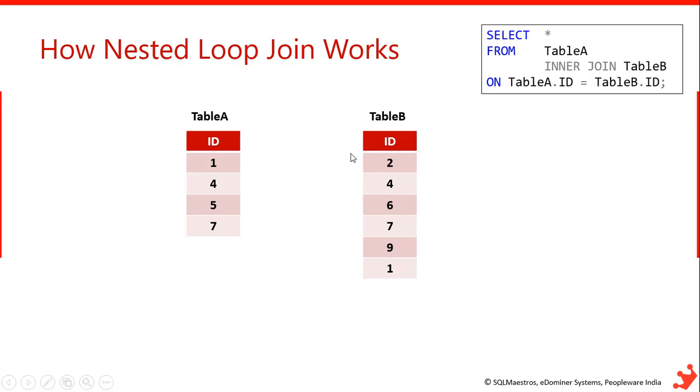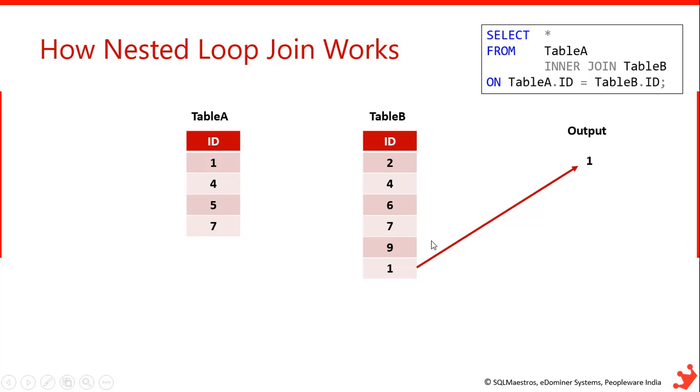SQL Server will first take row number 1 and compare it with the rows in table B. As our operator is the equality operator, it will check for equality. 1 is not equal to 2, so this row is not correct. Then again, not correct. 1 equal to 4, not correct. 1 equal to 6, not correct. 1 equal to 7, not correct. 1 equal to 9, not correct. But when it compares 1 equal to 1, SQL Server knows that 1 is equal to 1. So it is correct, and it will give the output as 1.